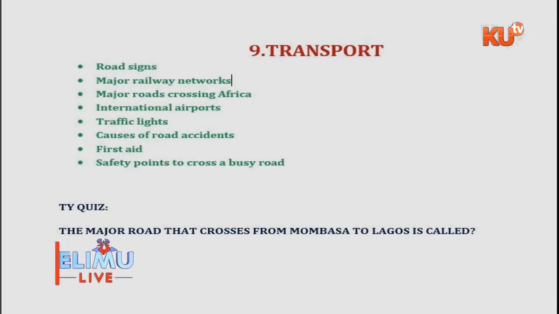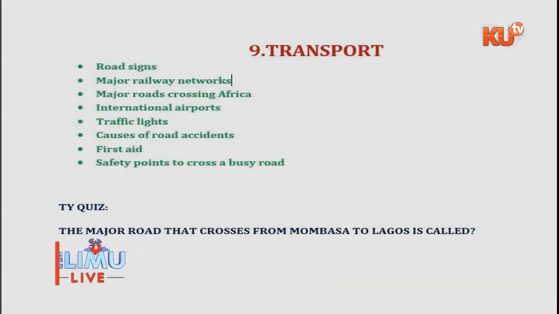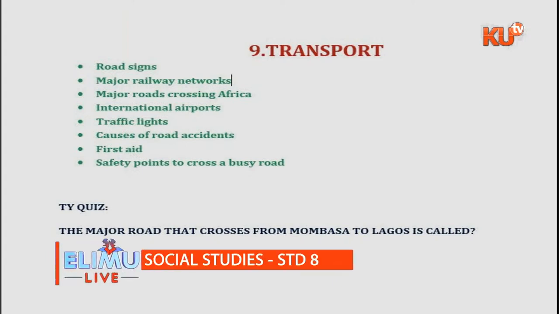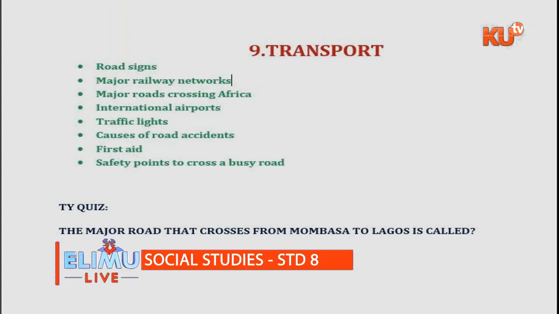When we look at these areas on our screen at KCPE level, we'll be looking at which terms examiners use when they are setting such questions. On road signs, there are three types of road signs, so the candidate should be able to identify the three types. Major railway networks, major roads, and international airports we have talked about. On traffic lights, they can ask you which color tells the pedestrian to go and which color tells the pedestrian to stop. So on traffic lights, you should know the colors. That is very, very important for you.